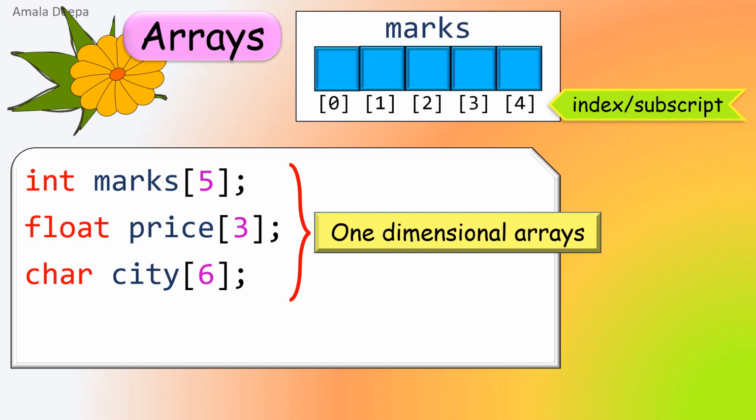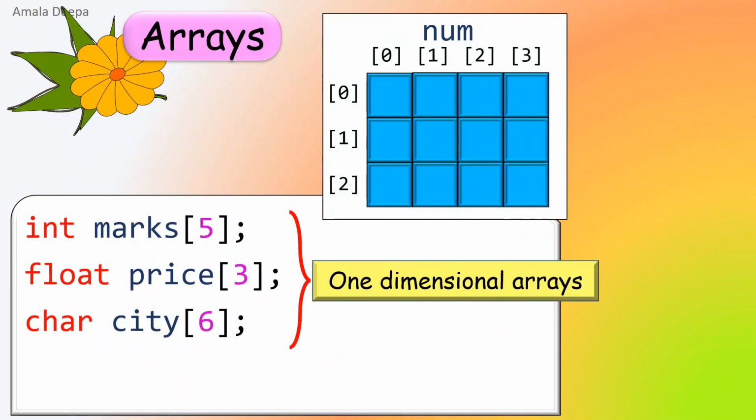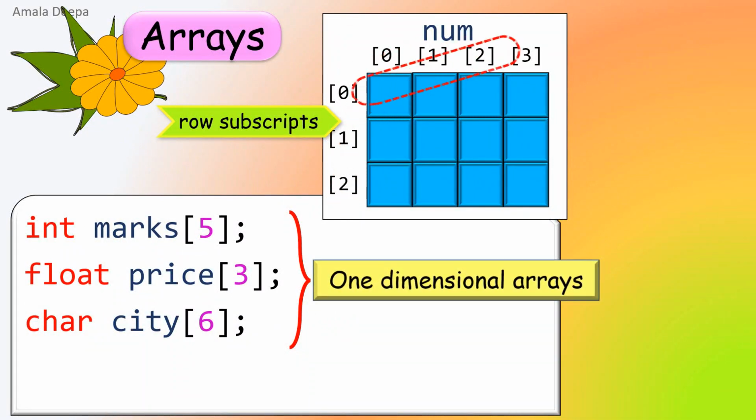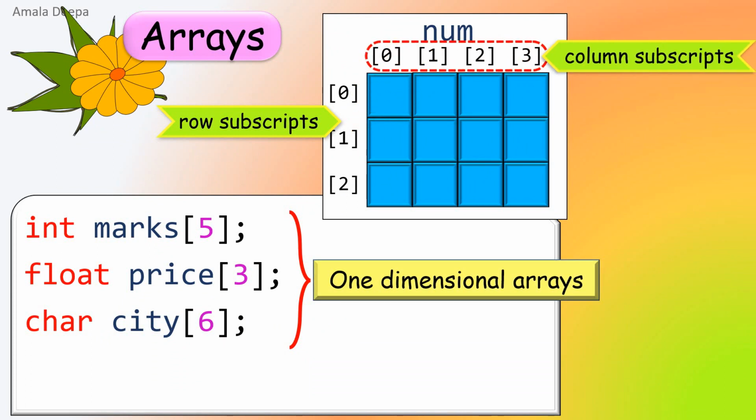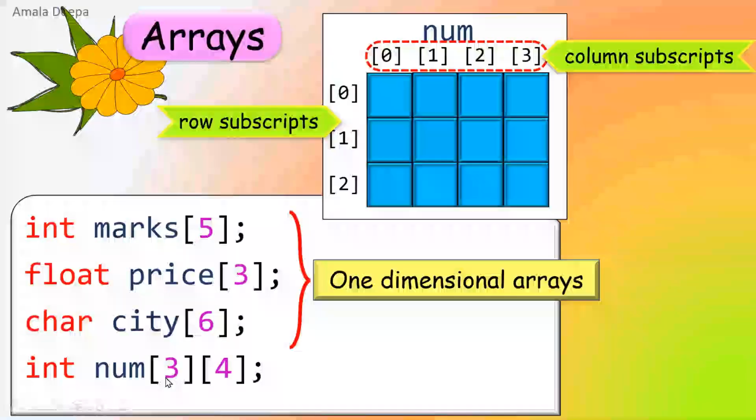An array can also have several rows. Here the array num has 3 rows and 4 columns. The subscripts 0, 1, 2 are the row subscripts, and the subscripts 0, 1, 2, 3 are the column subscripts. The array num can be declared as int num[3][4]; that is, this integer array num has 3 rows and 4 columns.